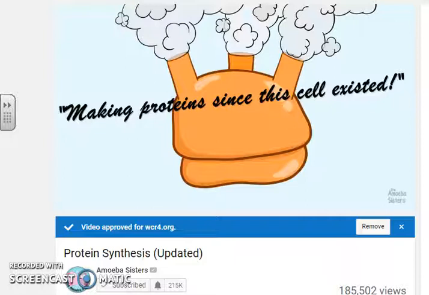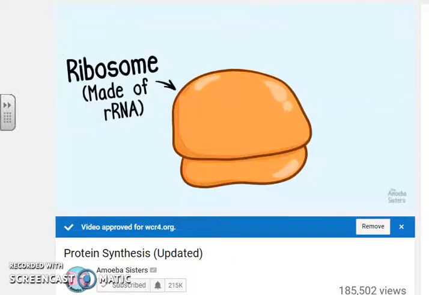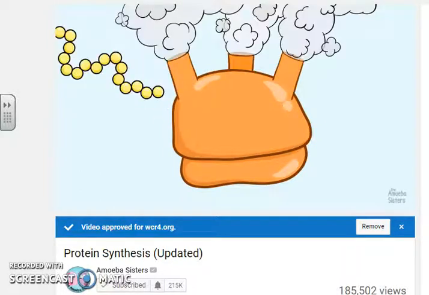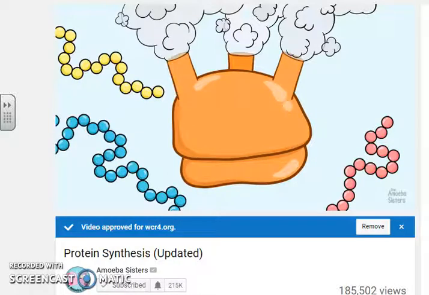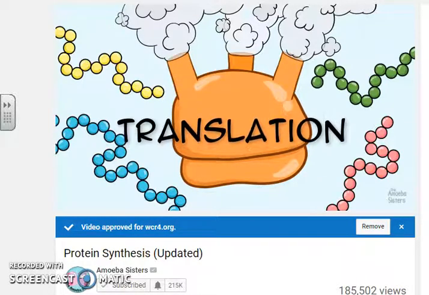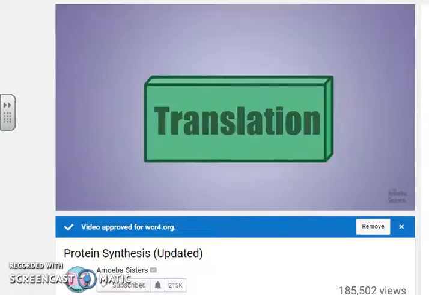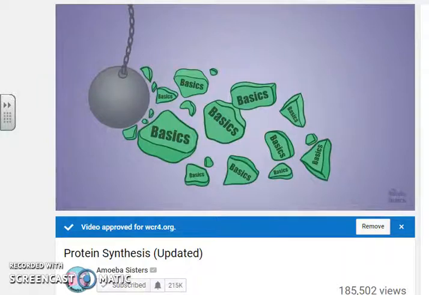Ribosomes make protein. The ribosome is made of rRNA, and that's an easy one to remember because the R stands for ribosomal RNA. The ribosome is going to build our protein in the next step called translation. You know, you can find a lot of great clips and animations on translation that are just fantastic. We're just going to break down some basics of what's happening.